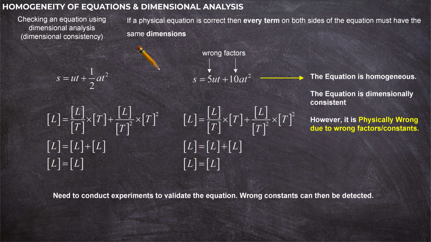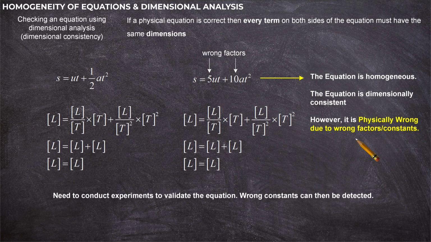An equation can be homogeneous, that is, units tally, therefore dimensionally consistent. However, it can still be physically wrong, and that can be due to wrong factors and constants. For example, we have just seen s equals ut plus half at squared. Had it been written s equals 5ut plus 10at squared, the units, hence the dimensions on the left and right, would still tally. The equation would still be homogeneous, dimensionally consistent. However, the factors being unitless and wrong will render the equation physically wrong.